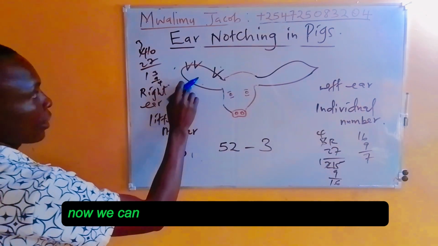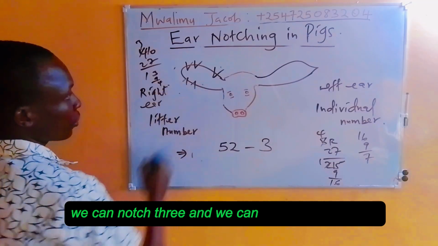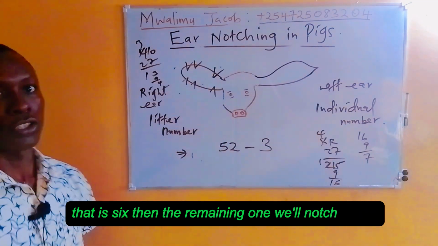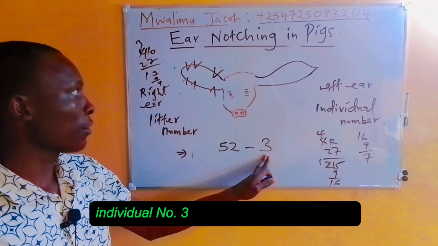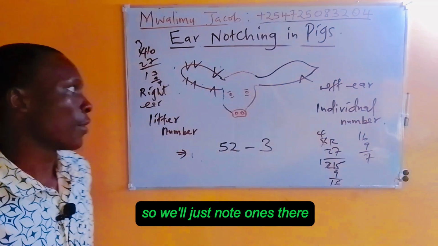So again, now we can come to this quadrant, which is 3. We can notch 3. And we can notch another 3, that is 6. Then the remaining one, we'll notch it here. Okay. Individual number 3. 3 is in the second quadrant, so we'll just notch once there.